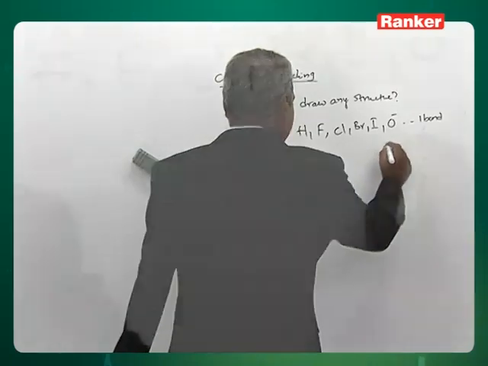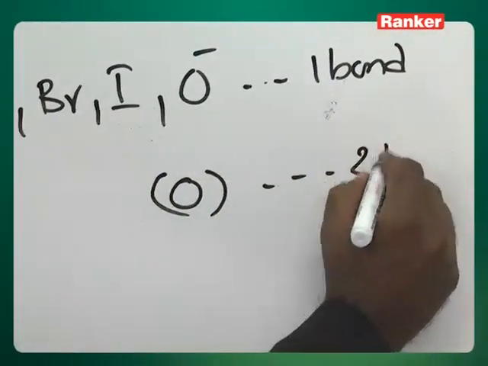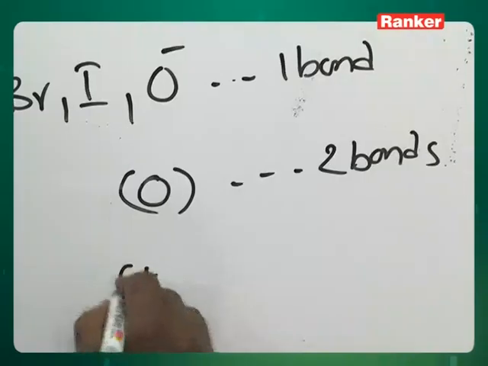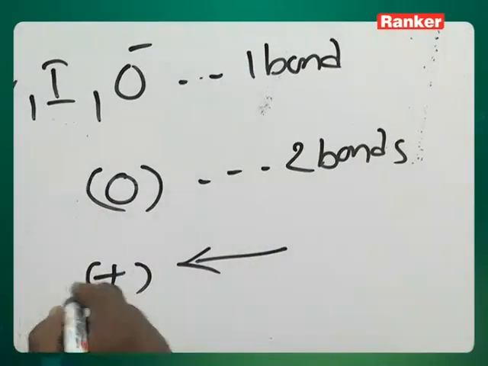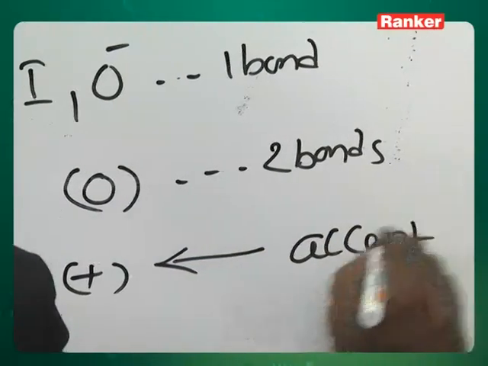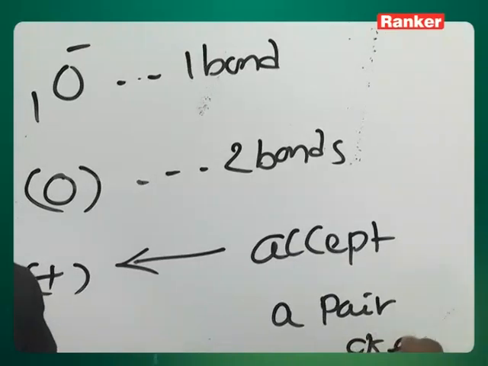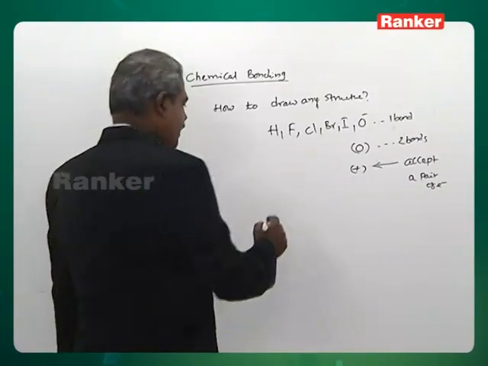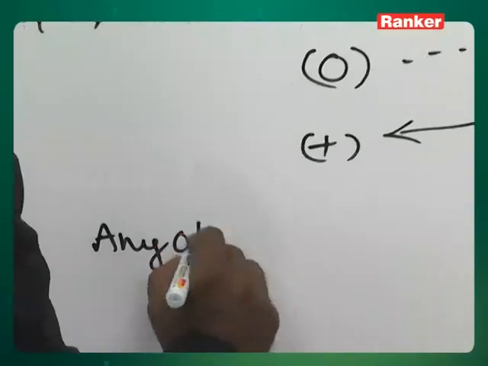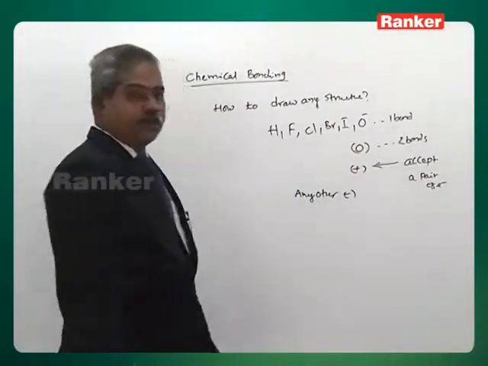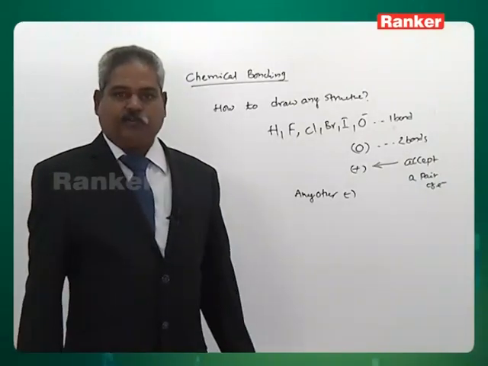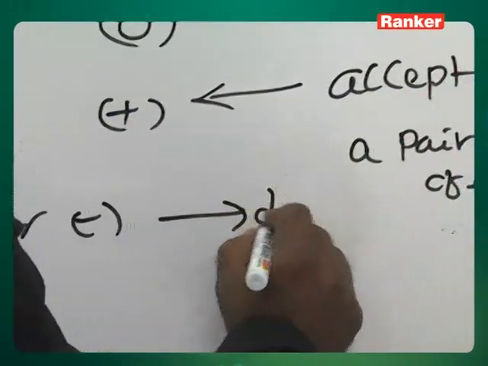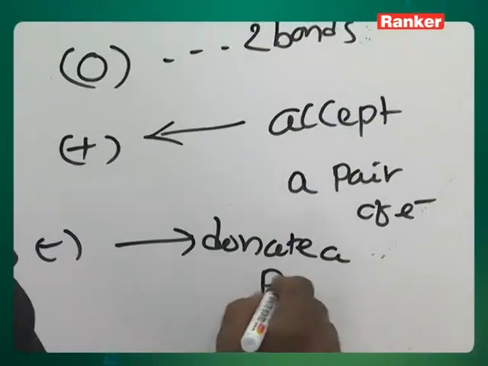And oxygen, wherever it is as a terminal atom, forms two bonds. And any plus in a group, the role of any plus in a group is to accept a pair of electrons, a lone pair of electrons. If you have a positive species, it accepts a pair of electrons. And any other minus other than O minus, we have already mentioned what O minus is capable of. O minus can form one bond. Any other minus other than O minus donates a pair of electrons.